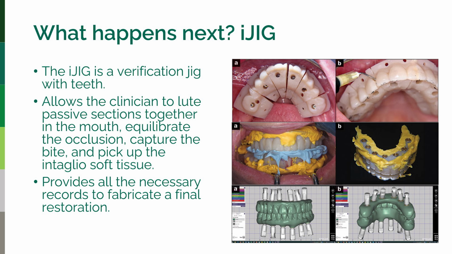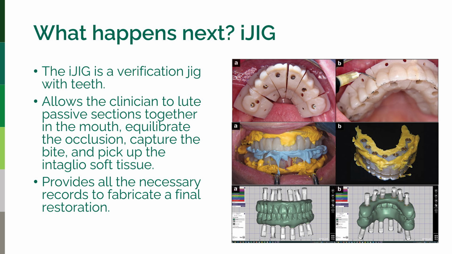If you've opted for the iJig, it's very slightly different. Once the iJig goes out to you, you're going to screw it down in place on each of the implants, as you can see in image A. Once everything is screwed down, you're then going to lute it together, as you can see on image B, the two images at the top.